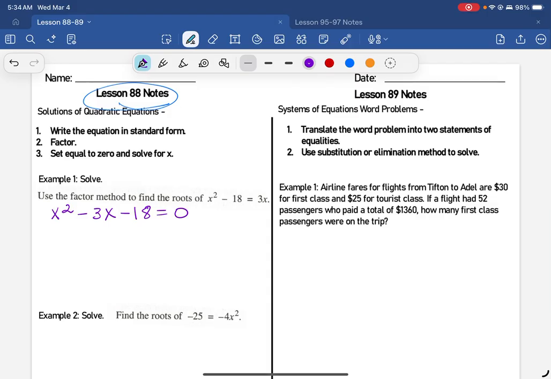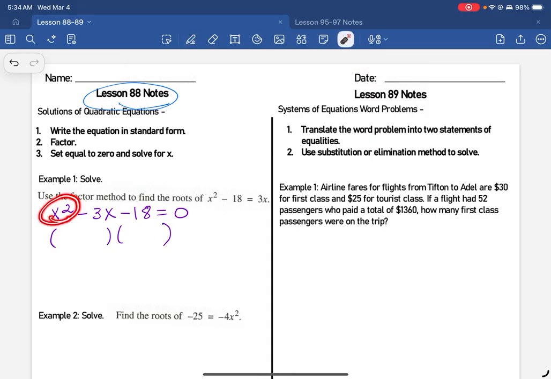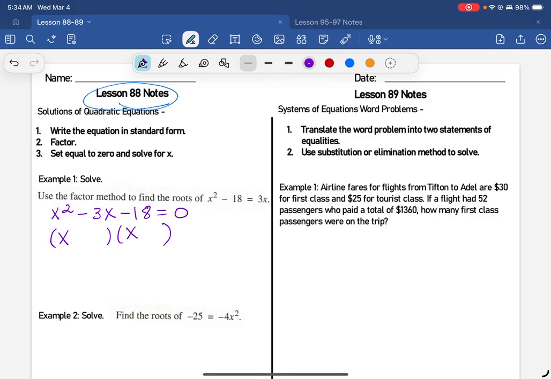Okay, you may remember last week I taught you how to do parentheses, parentheses. And because there's an x out front, we're going to use x, x here at the beginning of each parentheses. And then we're going to ask ourselves, what times what is 18, that when added together will give me a 3.